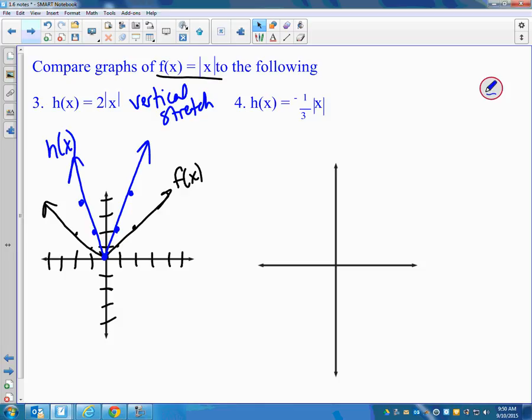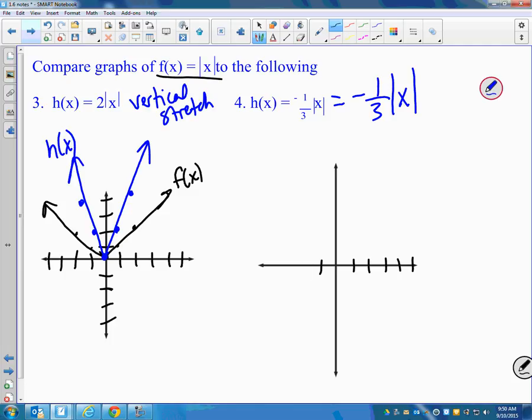Negative 1/3 absolute value of x. That's kind of terrible, right? Negative 1/3 absolute value. What is that negative going to do to my graph? Yeah, that's going to be a reflection. It's going to flip it over the x-axis. So which means I don't really need these points up here, but that's okay.